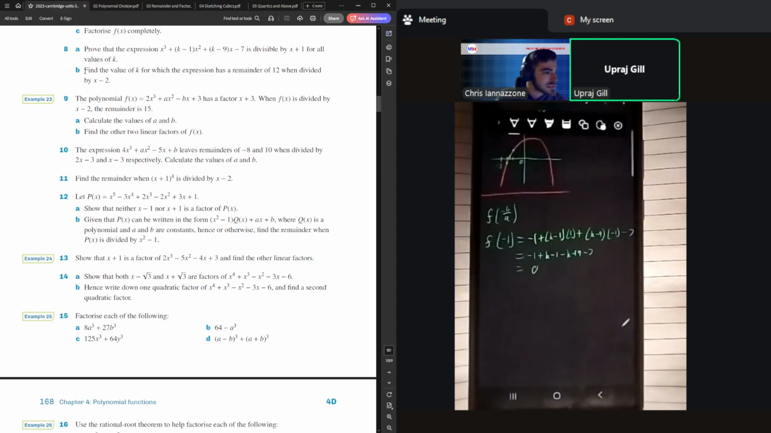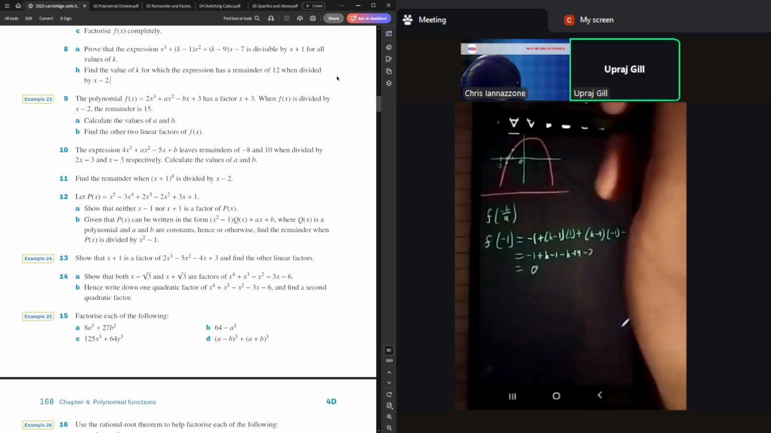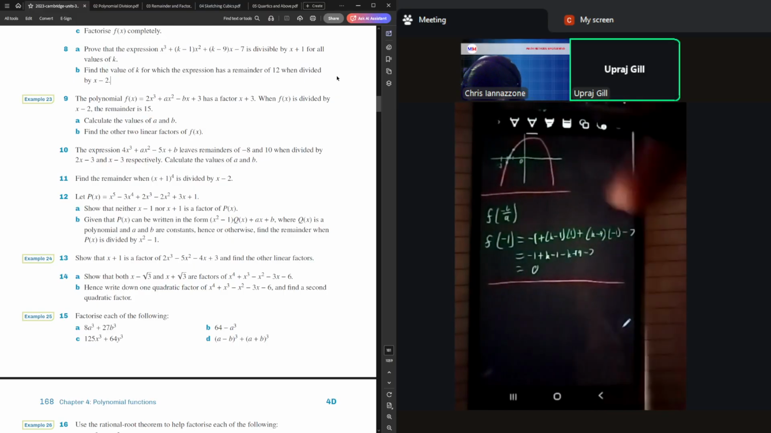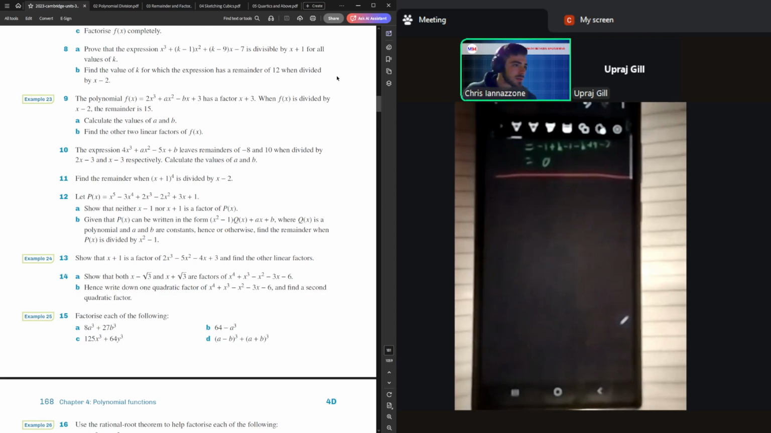All right, cool. Let's see if we can further expand on that. Find the value of k for which the expression has a remainder of 12 when divided by this. Based on what we were discussing, what do you feel is going to be appropriate here? All we have to do is remainder theorem. Yeah, remainder theorem, absolutely.